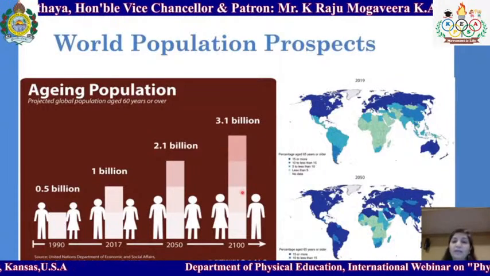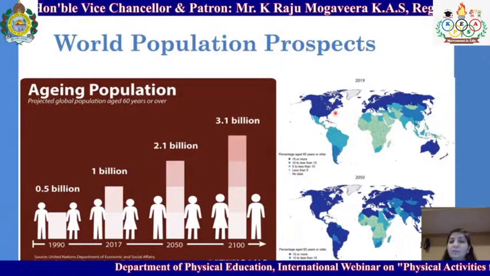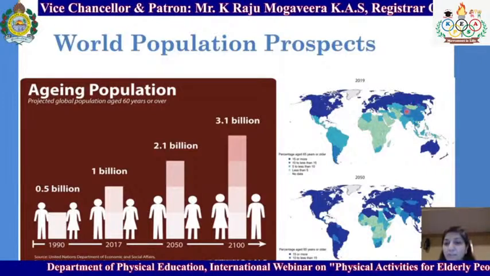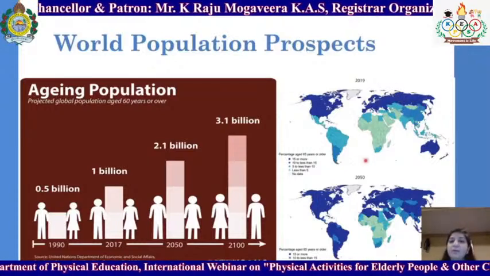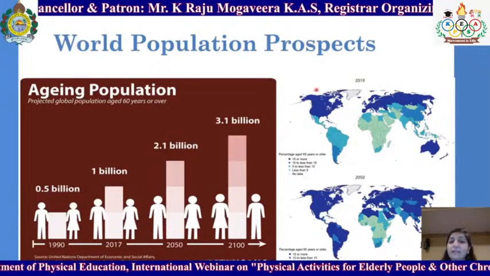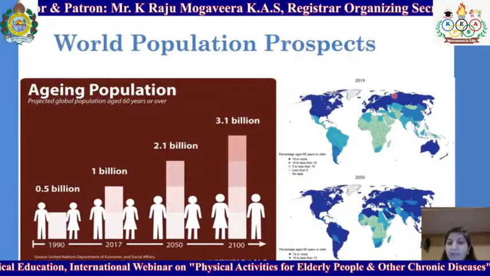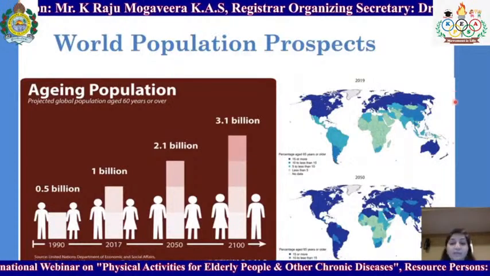Now, let us look at these world graphs shown on the right side. The darker blue spots as well as the lighter blue spots. This is about 2019, and these areas with lighter blue and then darker blue spots had people above 65 years of age more than 10%.